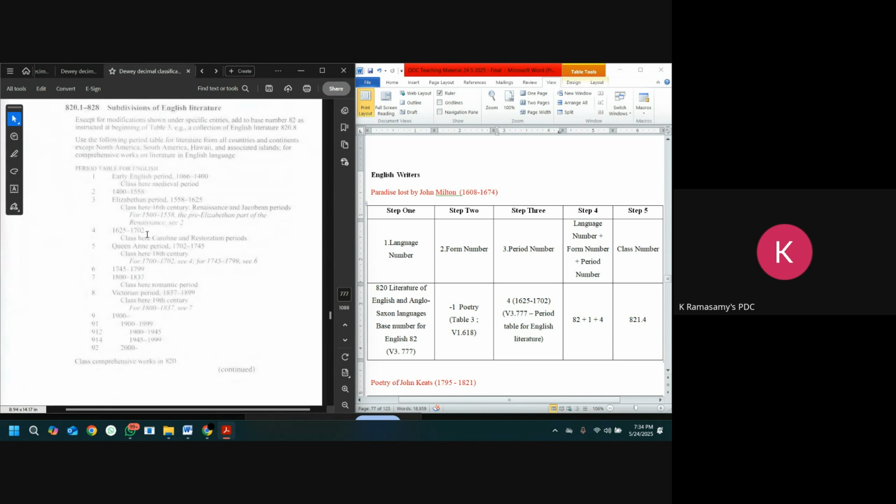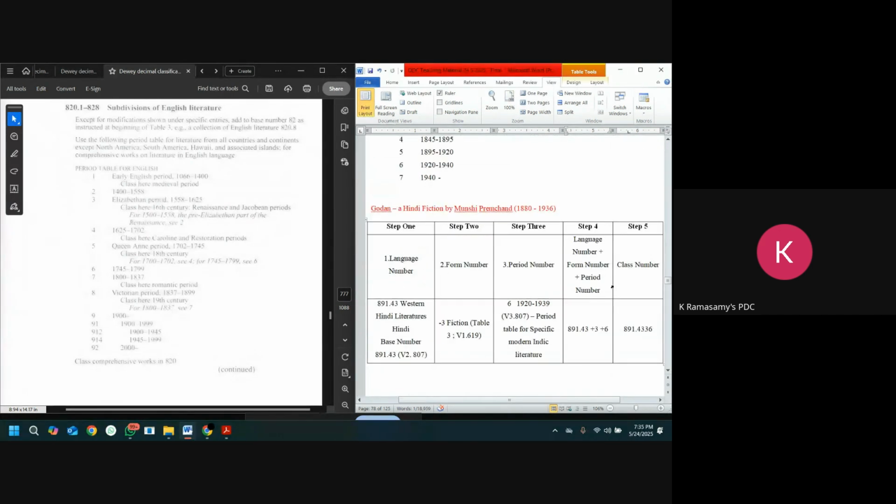To get the period number, I should go to volume 3, because in volume 3, 800 and its subdivisions are there, and they give the period number for each and every language, every literature. And this is the period number for English. What is the number here? 1674. I should see where this 1674 is included. It is included here. Between these 2 numbers, 1674 is included. So I take 4. 4 is the period number. So base number plus form number plus period number denotes the individual work written by the individual.